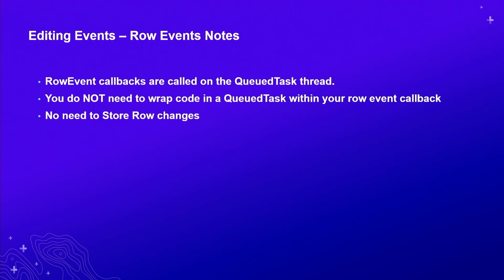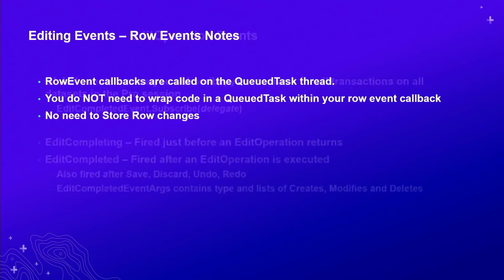So there I was making modifications to rows. Normally, if I was doing API changes through the geodatabase or the core data, I would have to say row store. In this case, I don't have to. It's just part of the existing edit operation. Nothing bad will happen if you do, but there's no need to actually do it.